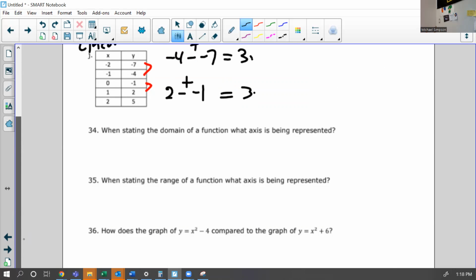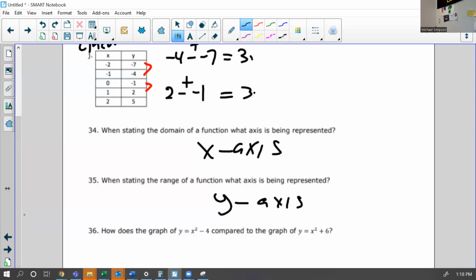All right, 34. When stating domain of a function, okay, this is your x-axis. All right, that's pretty easy. I hope you guys know that. And then 35, when stating the range, what axis? Y-axis.